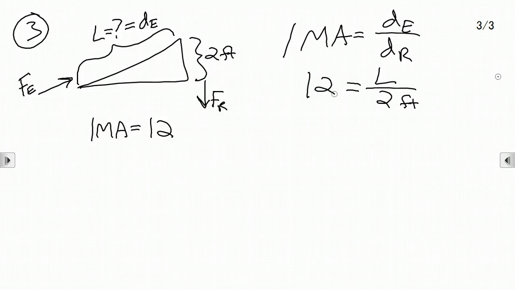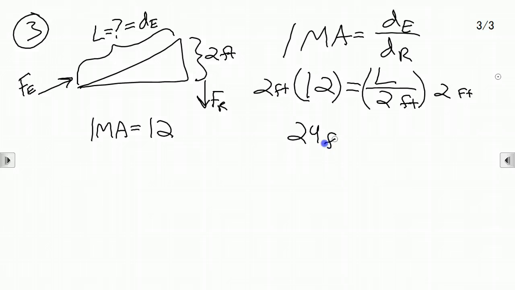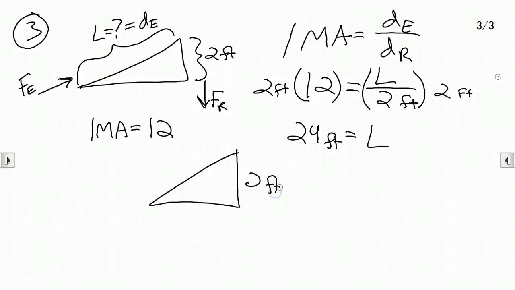So I need to solve for that length here. I need to solve for dE. So I'm going to multiply both sides by 2 feet, since that's in the denominator. 2 feet, 2 feet. I would get 24 feet. L is 24 feet. So that is the design of my inclined plane. I have 2 feet here. This is 24 feet here. That distance.